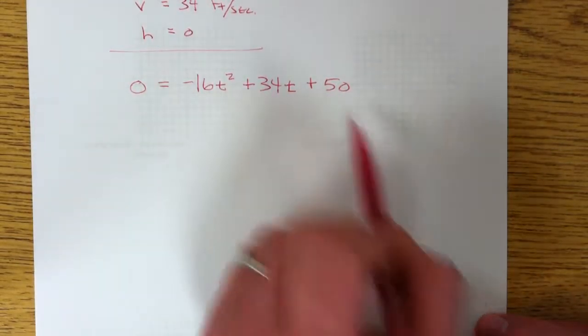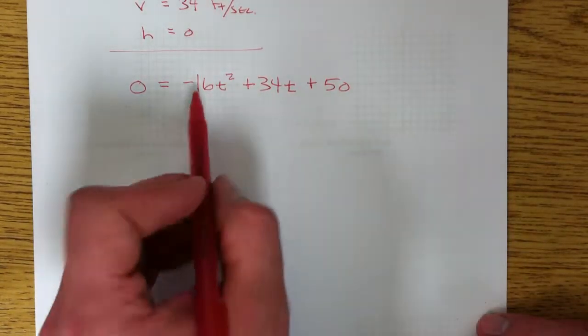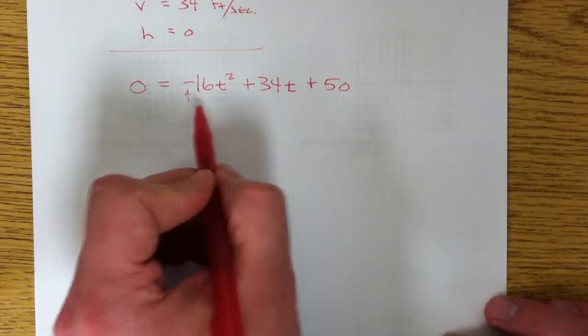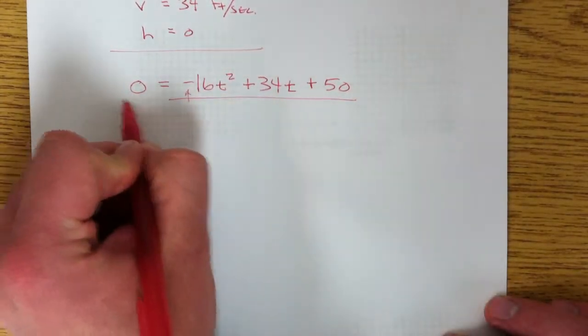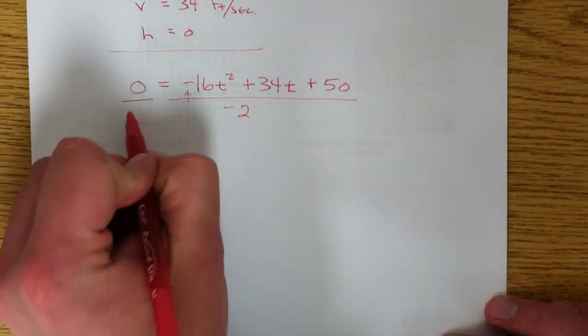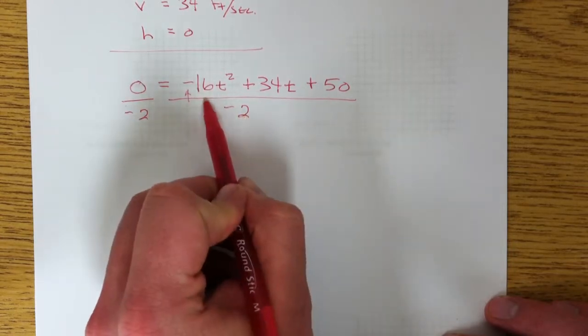Now you also want to look to see, is there any greatest common factors? And in this case, there are. We also want to make sure that our leading coefficient is positive. So because this is negative, I'm going to divide everything by the greatest common factor, which in this case is negative 2. And the reason I'm dividing by this negative is to make this term positive.